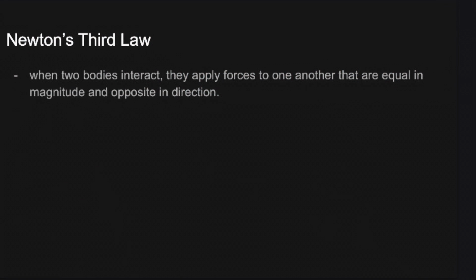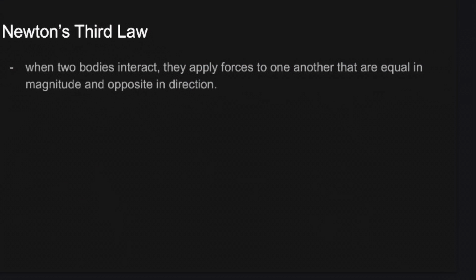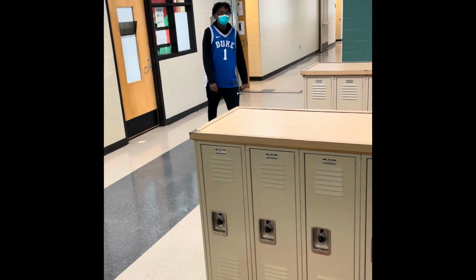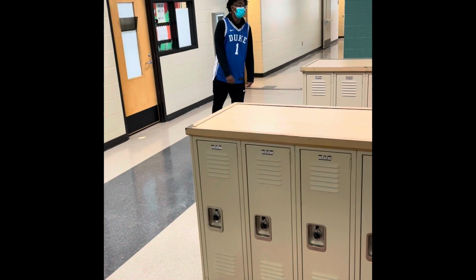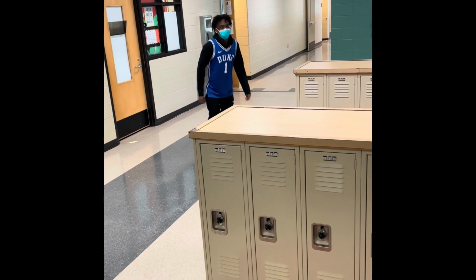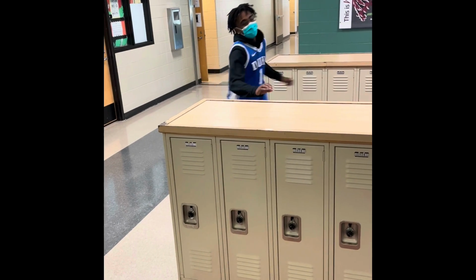Newton's third law states that when two bodies interact, they apply forces to one another that are equal in magnitude and opposite in direction. This is an example of Newton's third law because when you jump, your legs apply a force to the ground, and the ground applies an equal and opposite reaction force that propels you into the air.